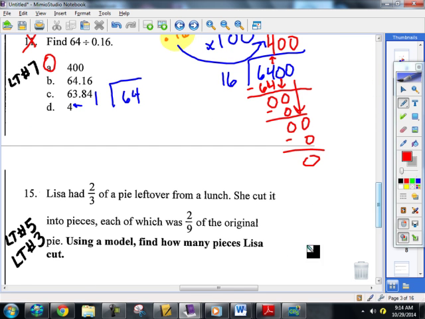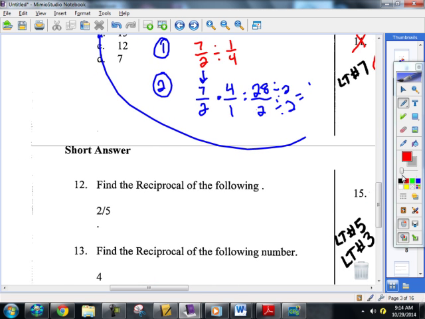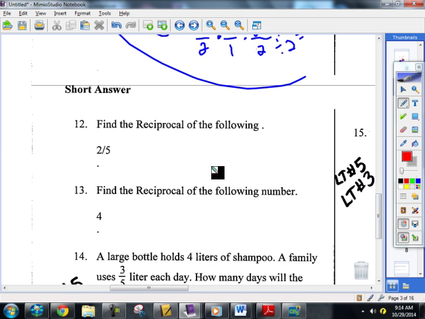Okay, let's go on to number 13 here. Or 12 and 13, okay? The two answers for these are pretty easy here. This will be 5 over 2. This one would be 1 over 4, because we know that every whole number is over 1. So that would be 1/4. There's really no learning target for those two.